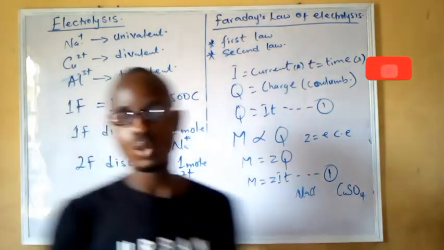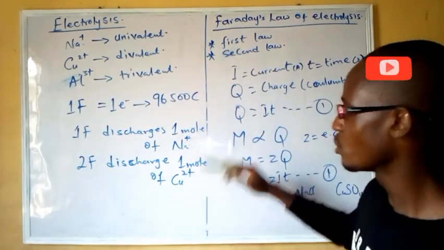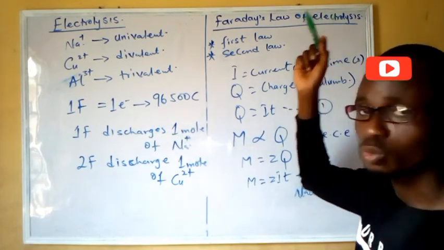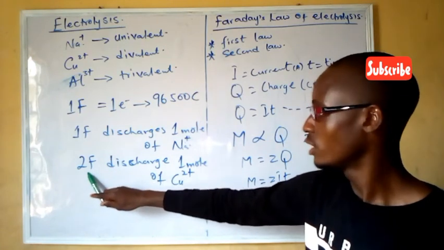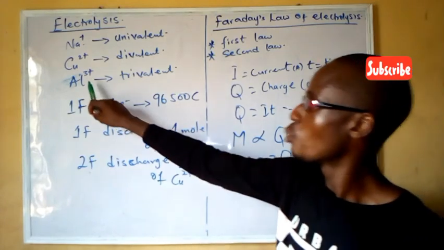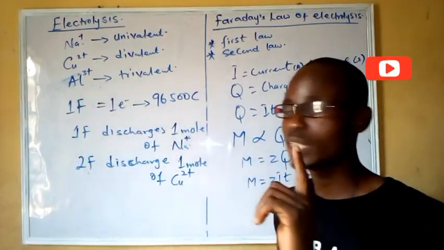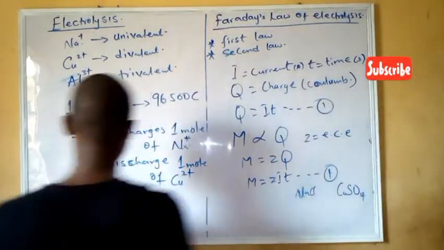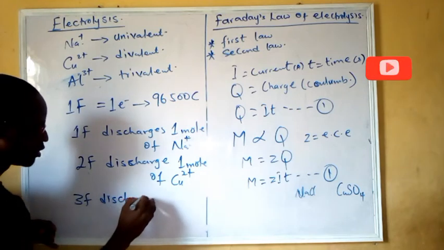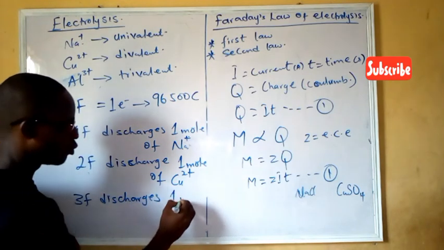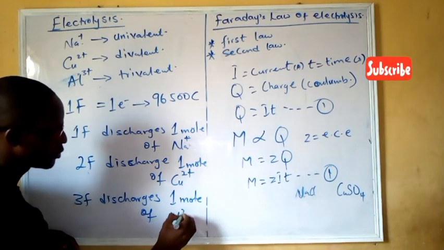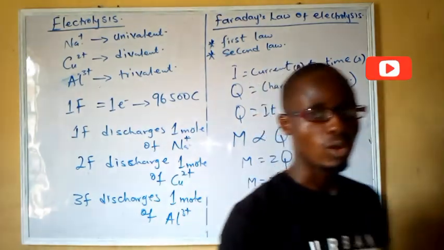Can you see this? They are inversely proportional, because 1 Faraday discharges 1 mole of Na+, since the charge on it is +1. But 2 Faraday discharge 1 mole of Cu2+ because of the charge. So 1 mole of Al3+ will be discharged by 3 Faraday. That is what Faraday's second law is talking about.